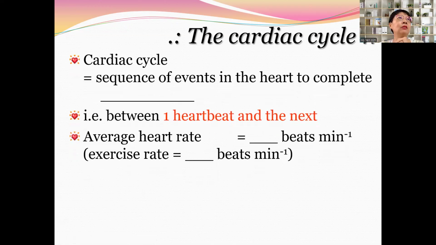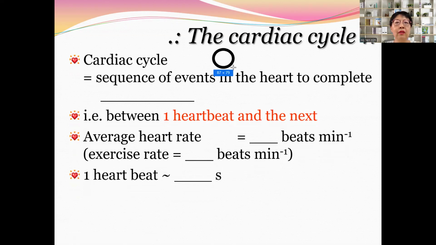So when you say a cycle, it must be like when you draw a circle, right? When you draw a circle, you start from one point, okay? And then you go through the cycle, and you end back at the same point. So when you say cardiac cycle, we are talking about the process in the heart, from one heartbeat to the next heartbeat.